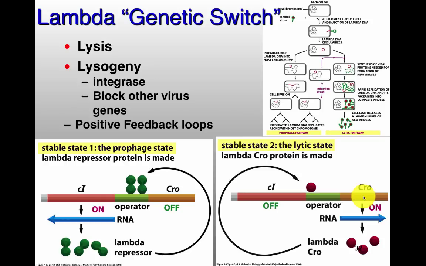We'll talk a little bit more about it. But so the question is, is CRO also an activator for its own gene? It turns out it allows other activators to bind. So it's not, in fact, doing that. It's a repressor for the C1 gene, or the lambda repressor gene.